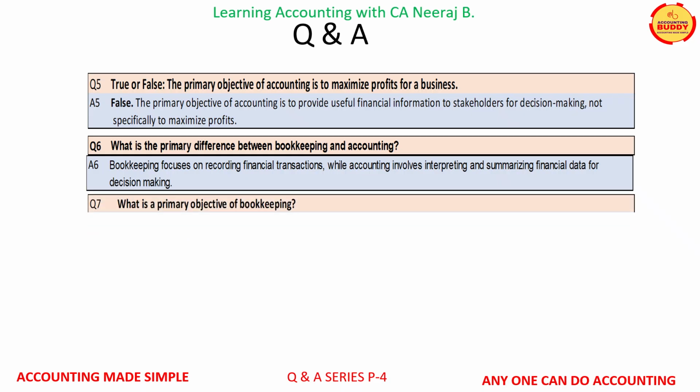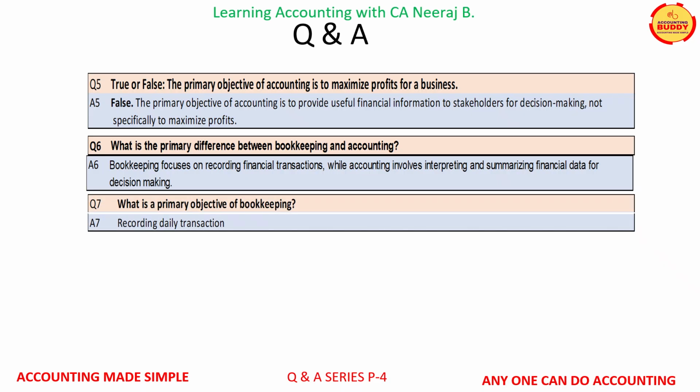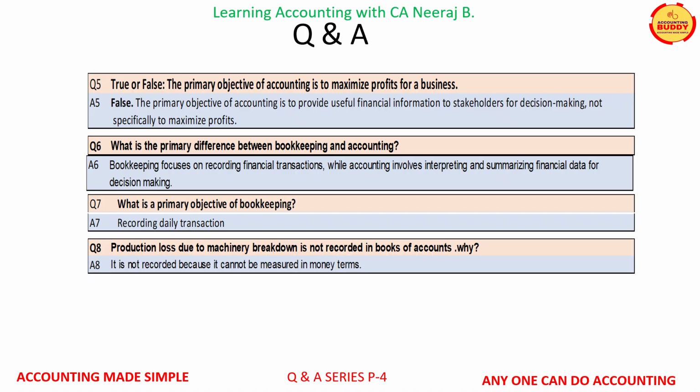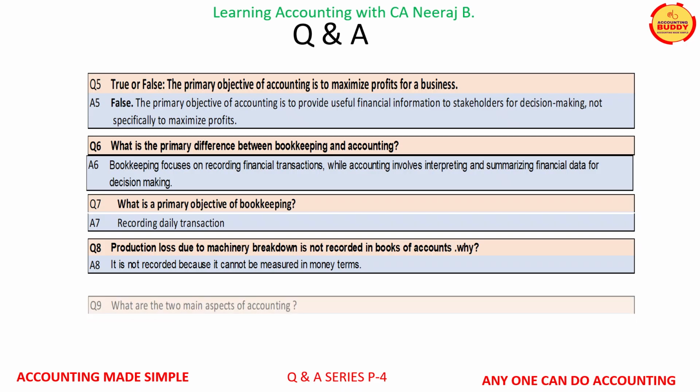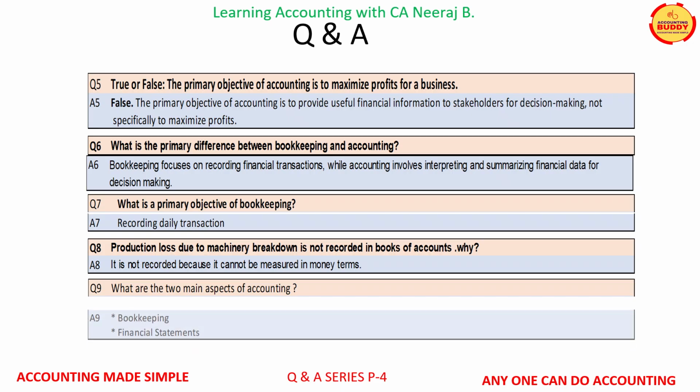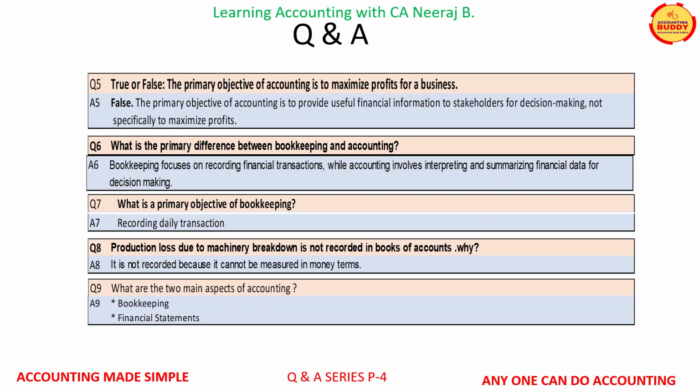Seventh question, what is the primary objective of bookkeeping? Recording daily transactions. Question number 8, production loss due to machinery breakdown is not recorded in the books of accounts. Why? It is not recorded because it cannot be measured in money terms. Question number 9. What are the two main aspects of accounting? Bookkeeping and financial statements.